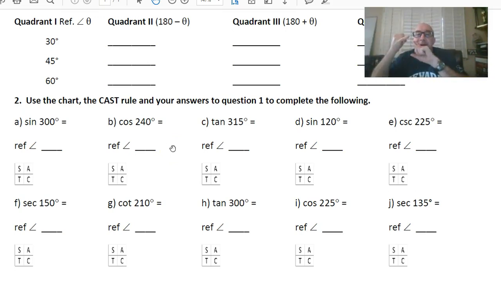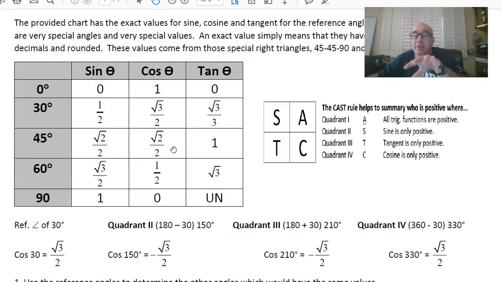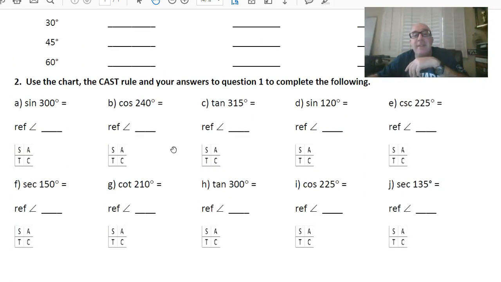What I'm doing is I'm using the CAST rule to determine positive or negative. I'm using a reference angle to obtain the value at that point. And then I'm putting all of that together to obtain my answer. Do your best to fill these in. I'll talk more about it on Friday and kind of reteach this lesson.